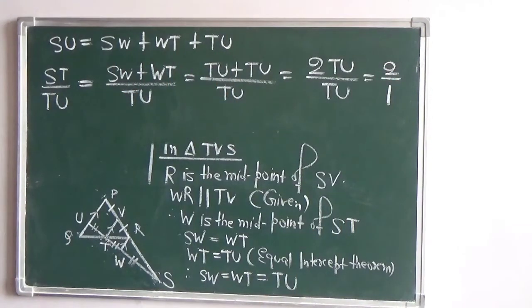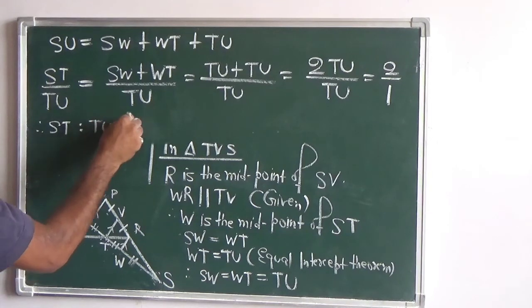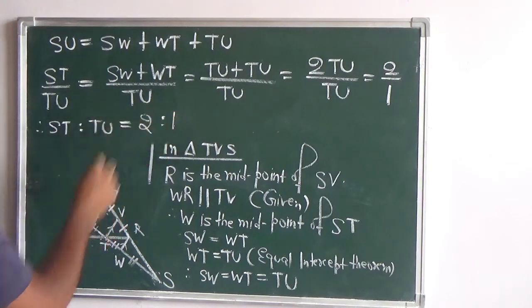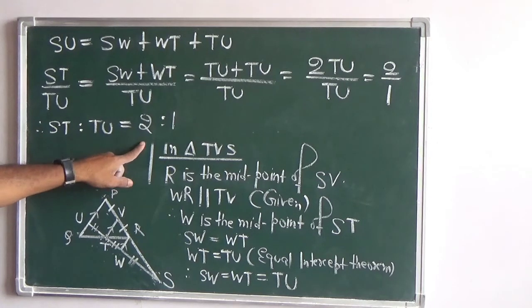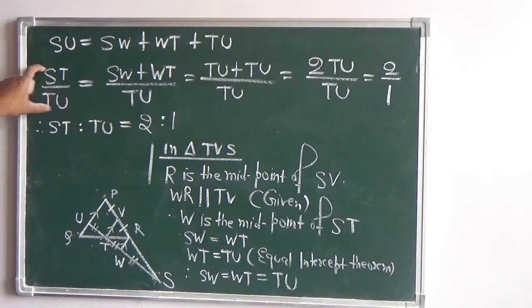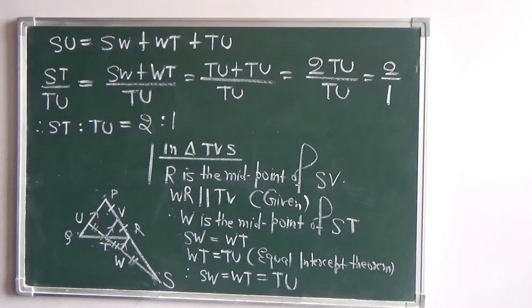So we have proved that ST by TU is 2:1. So we have therefore ST is to TU equals 2:1. Mind it, while writing the answer, you have to write in this form, otherwise your marks will be deducted. You cannot leave the answer as ST by TU equals 2 by 1. No, you have to write the final answer in this format, that ST is to TU equals 2:1 in the ratio form.